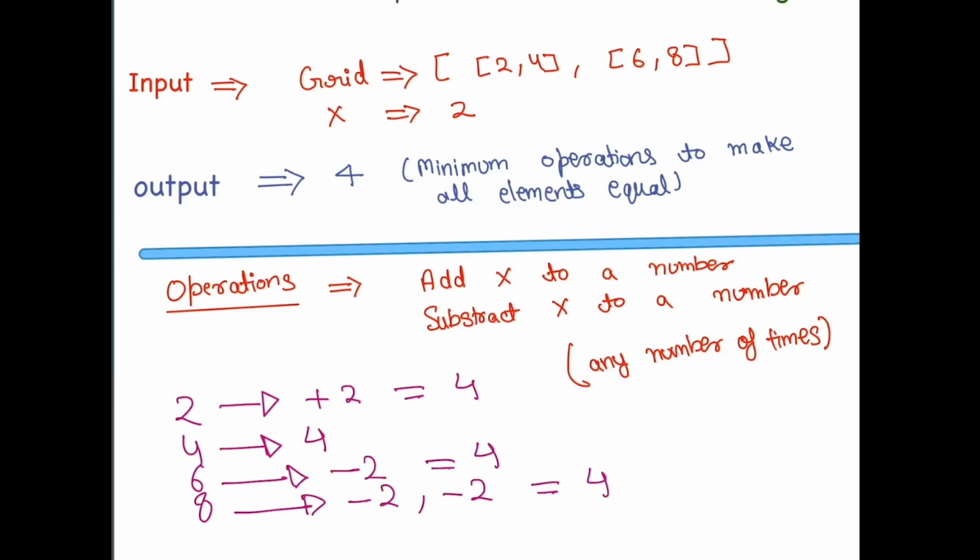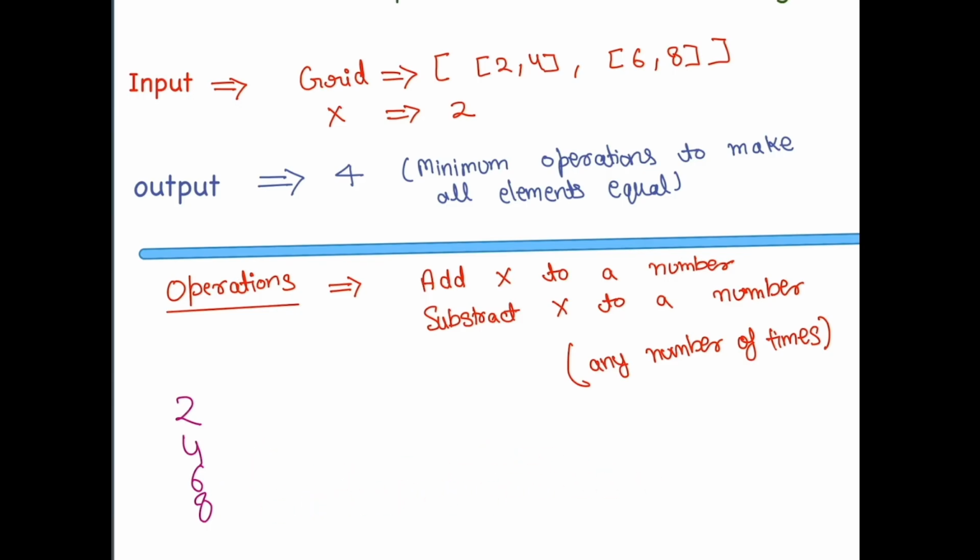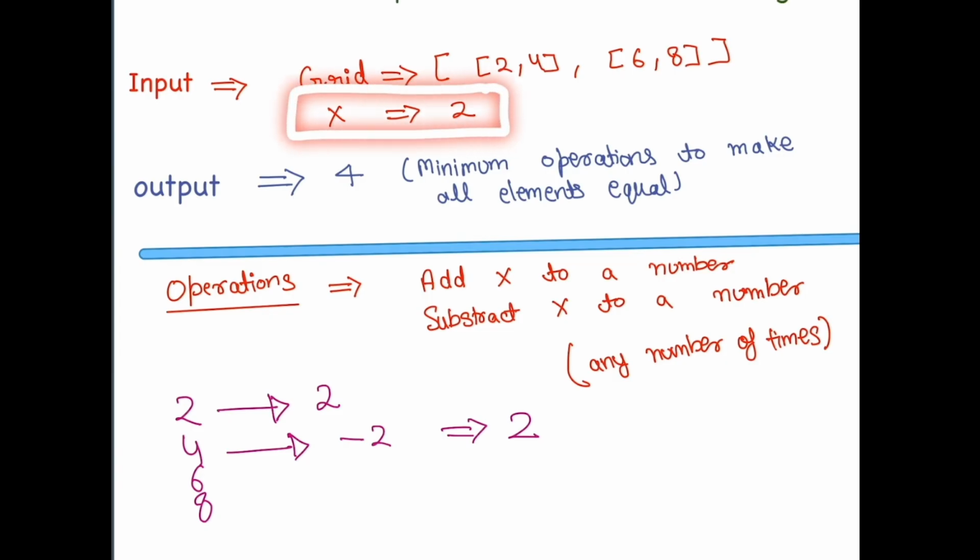Now let us see a scenario where you make all of your numbers equal to 2 and not 4. Then how many operations will be required? So let us get rid of this and try to make all of them equal to 2. To make 2 equal to 2, you don't need to perform any operations, so this will be 2. To make 4 equal to 2, you will have to subtract 2 from it, and this will be equal to 2. Why subtract 2? Again, this is because the value of x is equal to 2. If the value of x had been 3, we would have been adding 3 and removing 3. So it's all about the number x.